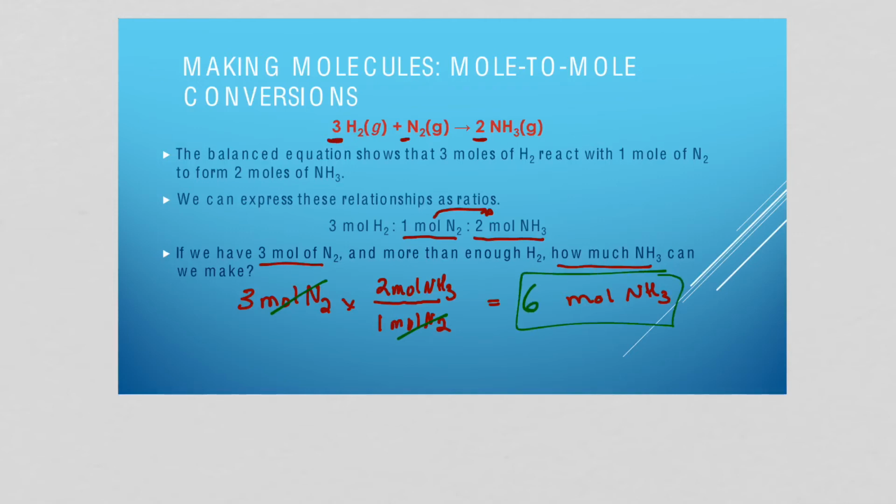So if I start with 3 moles of N2, I can make 6 moles of NH3 because of this 2 to 1 relationship between the 2 materials. And that's the idea. By using our coefficients and the relationships between them, I can start with any known amount in the equation and figure out how much of something else in that equation I can make or that I need to react with, etc.